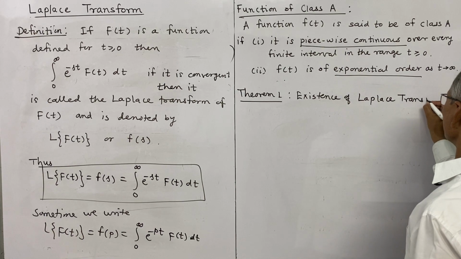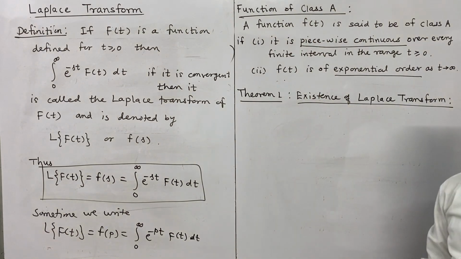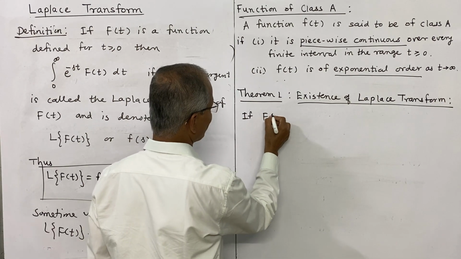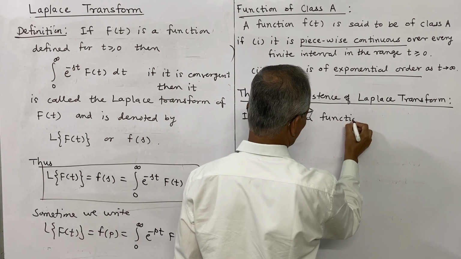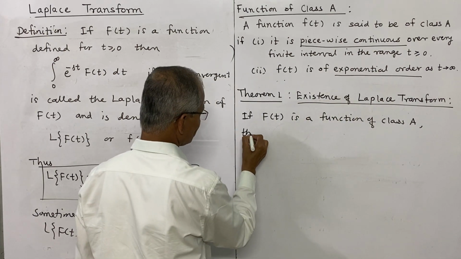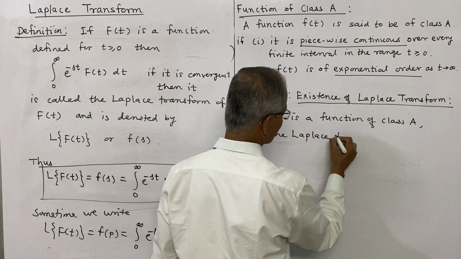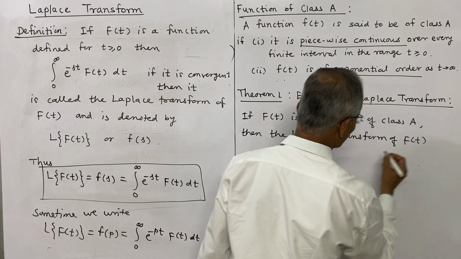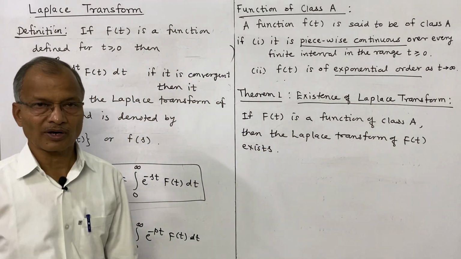And the condition is the function must be of class A. That's why we have defined function of class A. If capital F of t is a function of class A, then the Laplace transform of f of t exists. So this is the condition for existence.